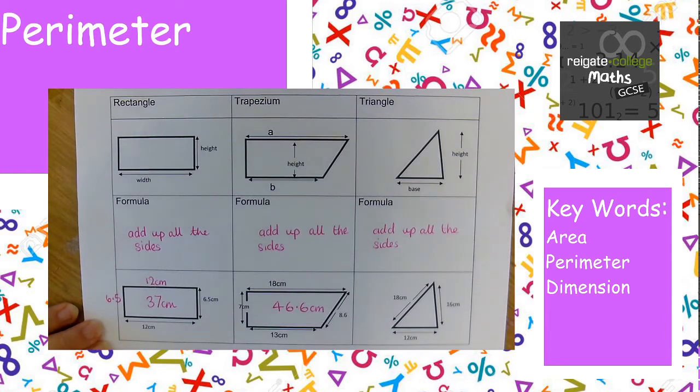So lastly, my triangle, with the dimensions that I've got, I'm going to add 18, 16 and 12, and that will give me a perimeter of 46 centimetres.